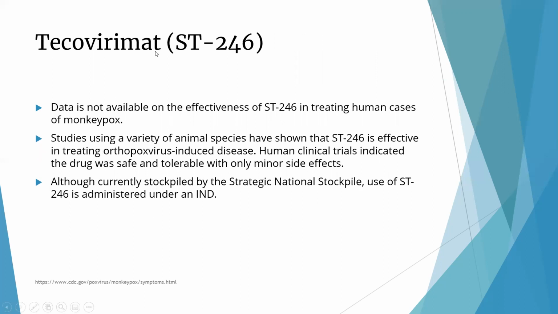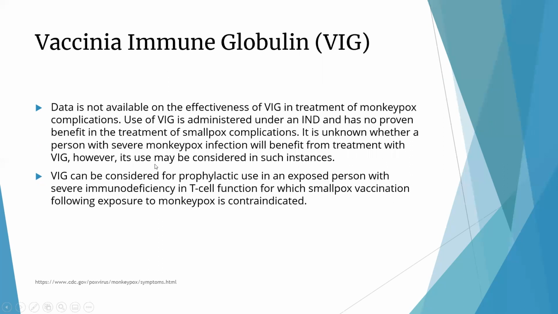Similarly, for this drug, studies have been done on animal species, but human clinical trials were also done and indicated it was safe and tolerable with only a few minor effects. So currently, these drugs have been stockpiled and are under regulation and observation. Also, vaccinia immunoglobulin has been administered, but has no proven benefit in the treatment. It was originally used for smallpox, but has also been used for monkeypox infections. Patients with a severe monkeypox infection may benefit from treatment with VIGs.